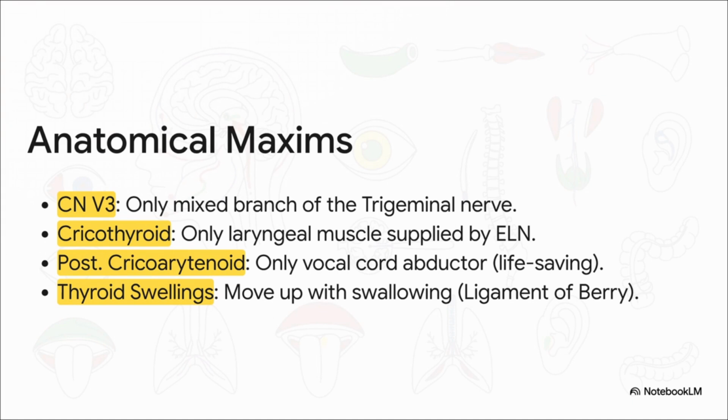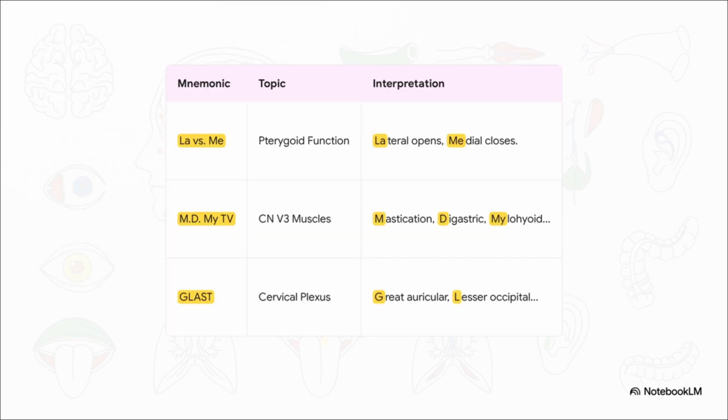1. The mandibular nerve, V3, is the only branch of the trigeminal nerve that has both motor and sensory fibers. 2. The cricothyroid is the only laryngeal muscle supplied by the external laryngeal nerve, not the recurrent. 3. The posterior cricoarytenoid is the sole abductor of the vocal cords. This is the life-saving muscle that opens the airway. And 4. Thyroid swellings move up when you swallow because of their firm attachment to the larynx via the ligament of Berry. And to make these facts even easier to recall, let's use some mnemonics.